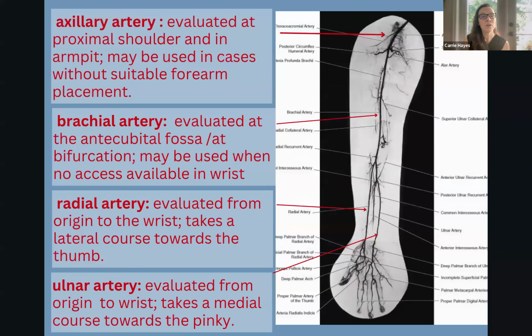So the axillary artery is evaluated at the proximal shoulder and in the armpit, and may be used in cases without suitable forearm placement. Brachial artery is evaluated at the antecubital fossa, the bifurcation. It may be used when no access is available in the wrist. Radial artery is evaluated from origin to wrist. It takes a lateral course towards the thumb. Ulnar artery is evaluated from origin to wrist, takes a medial course towards the pinky, just as a reference.